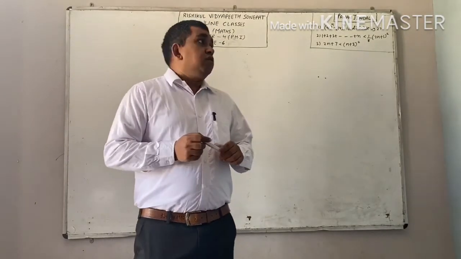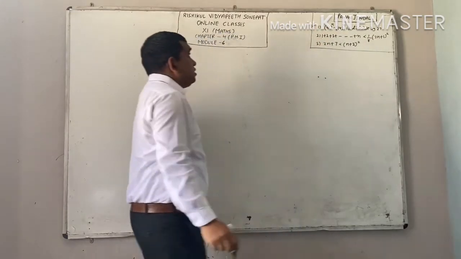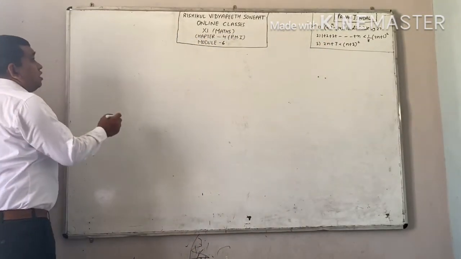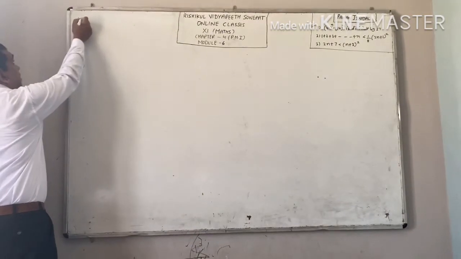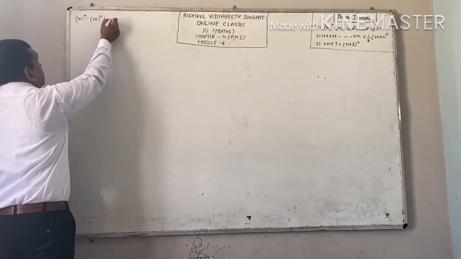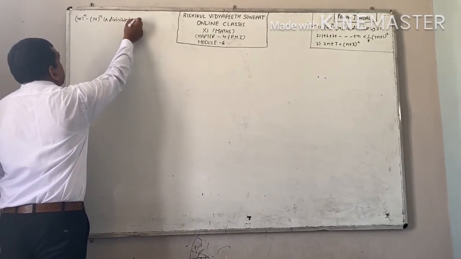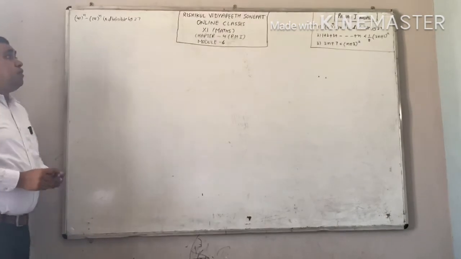Let's continue. Now see these three questions. First one is 41 raised to power n minus 14 raised to power n is divisible by 27. And we have to prove it by PMI.